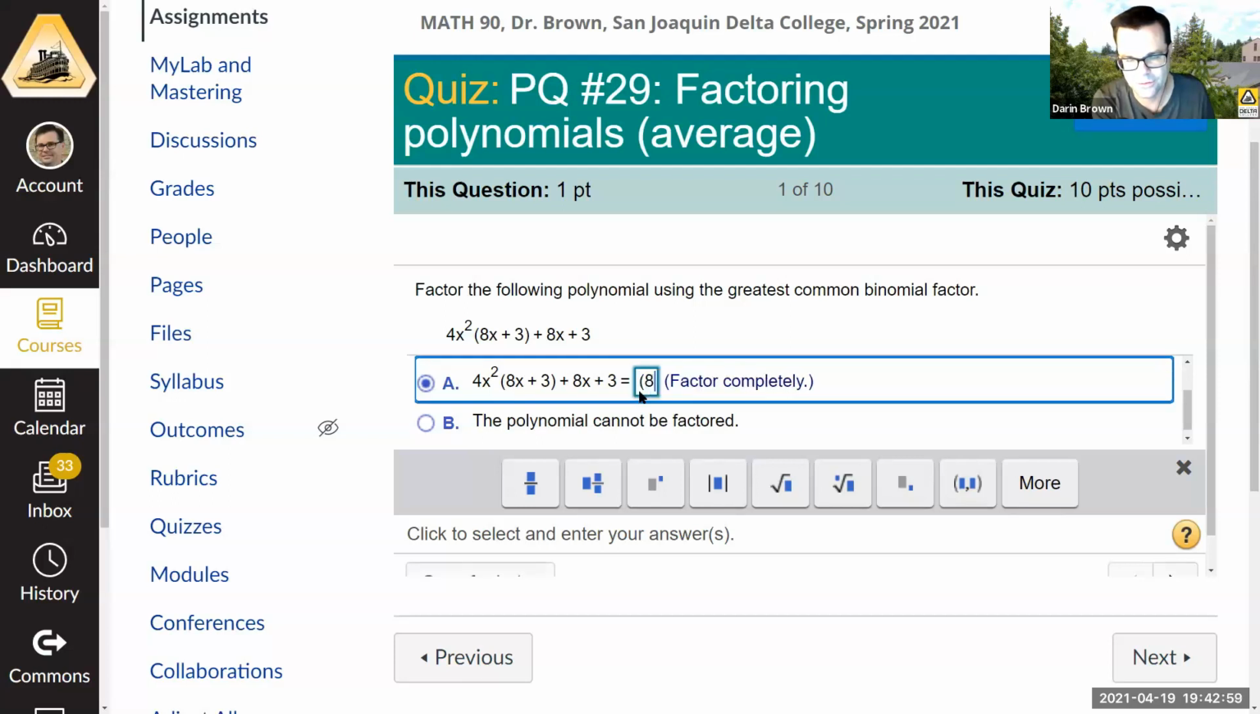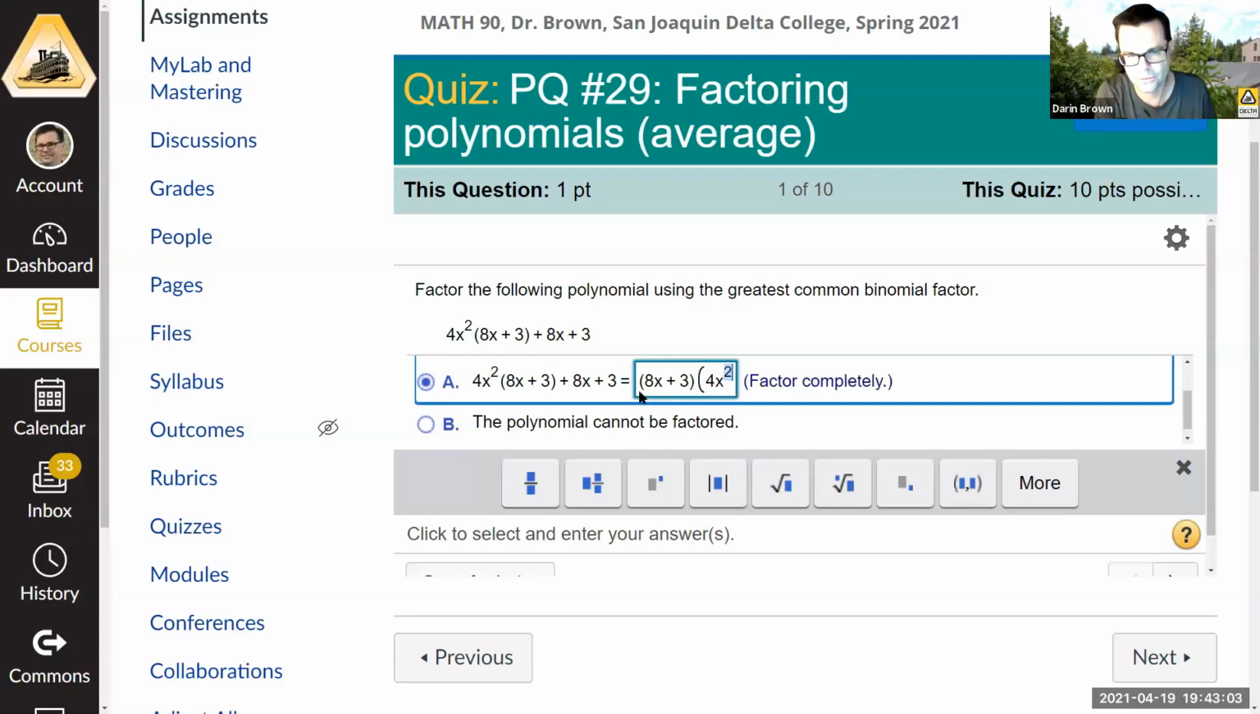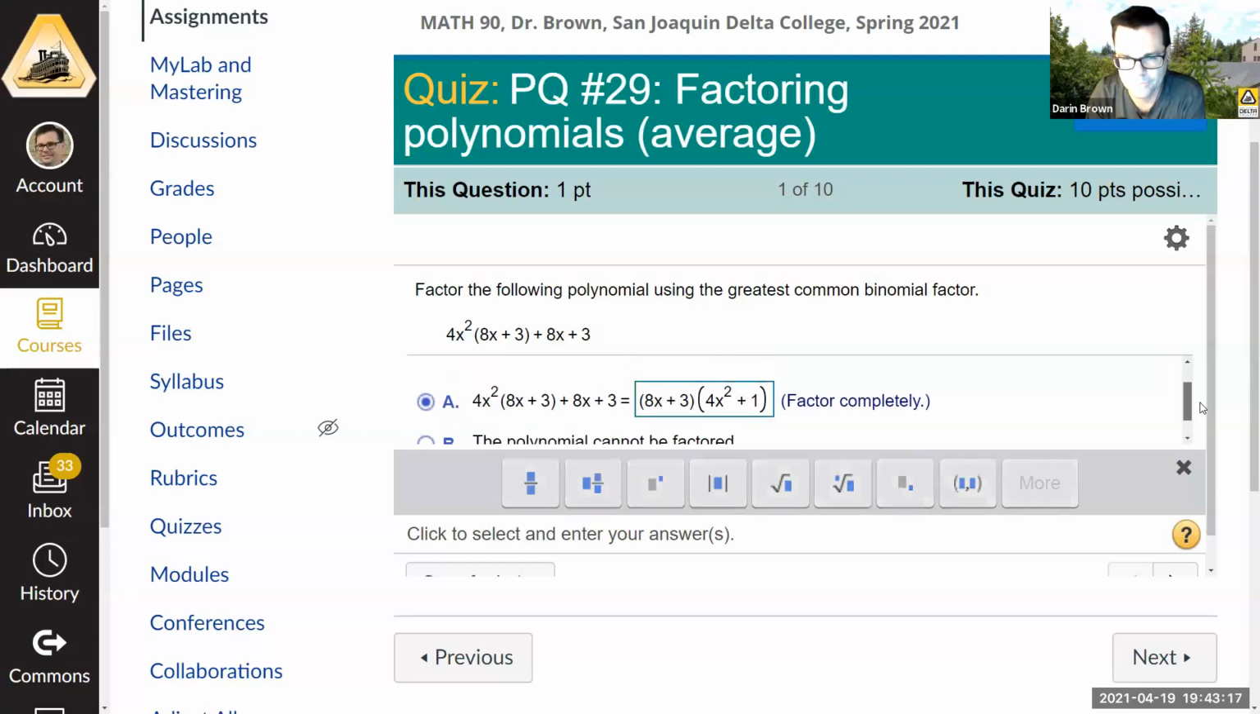Really, you can factor out 8x plus 3, and you have 4x squared plus 1, because when you put the 8x plus 3 in parentheses, it's really 1 times 8x plus 3. So 4x squared plus 1 is what's left over from that. Okay, hope that makes sense. Go back to the GCF and factoring by grouping video if you're not quite sure exactly what I did here, and that's where we covered it.